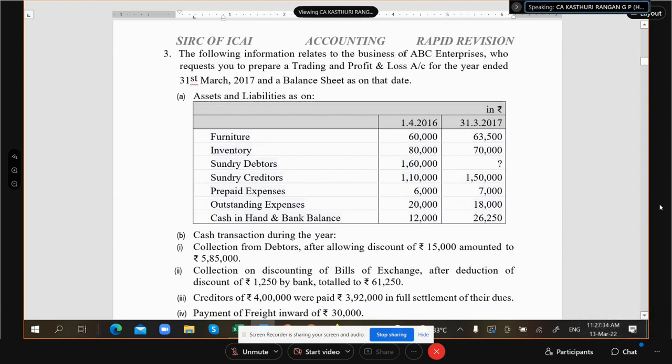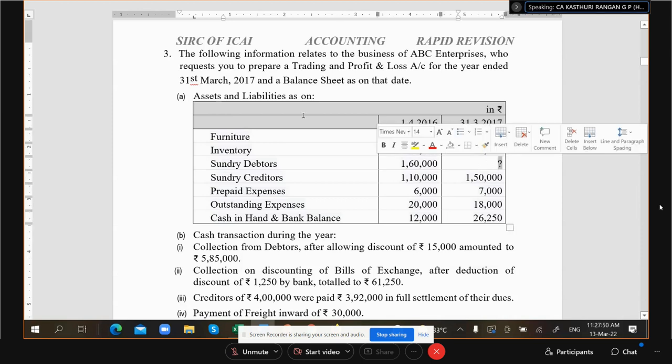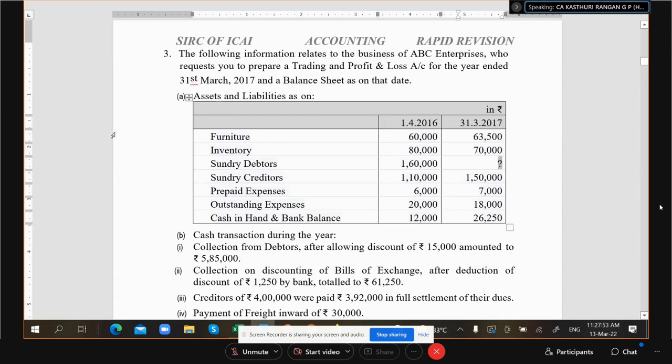Following information relates to the business of ABC Enterprises, who request you to prepare a trading P&L for the year ending 31/3/17 and balance sheet. So in this problem, they have given you asset and liability of opening and closing date. But debtors closing balance is not given. No problem. When we prepare the debtors account, it may be the balancing figure. Unlike the first two problems where the opening balance sheet is given, here opening balance sheet is not given. But the opening balances of assets and liabilities are given. You have to prepare the opening balance sheet also to determine some missing figure.